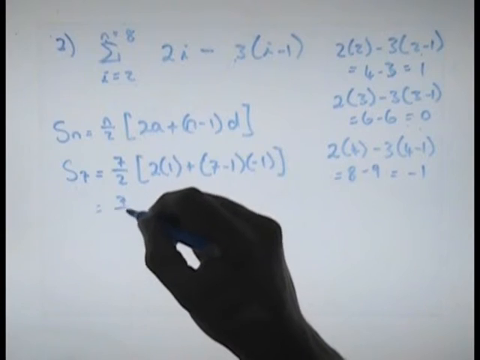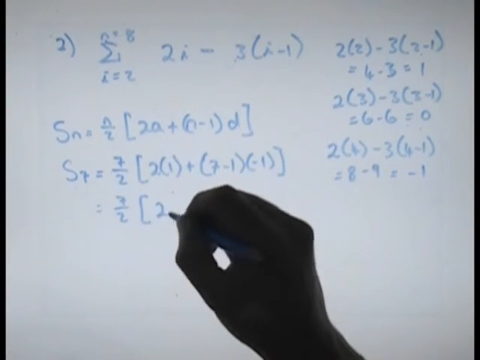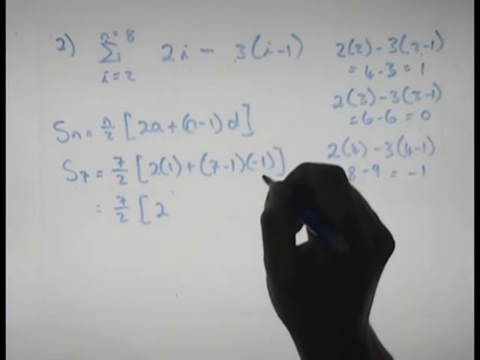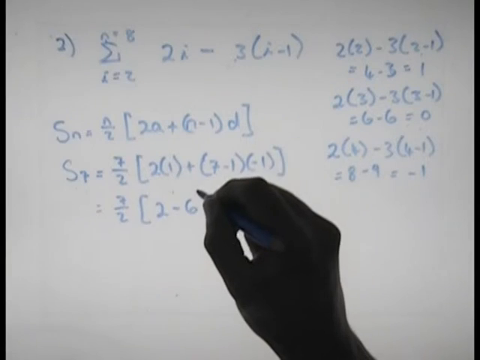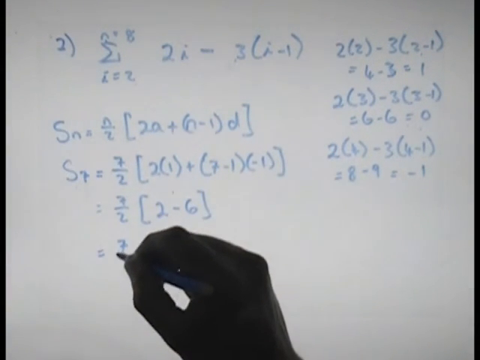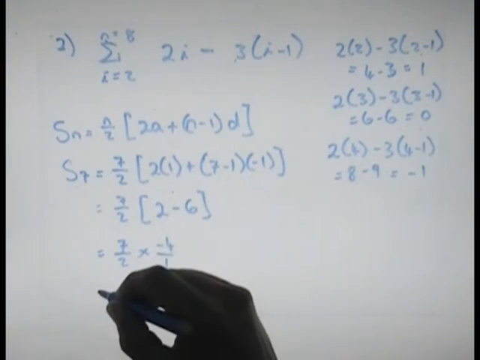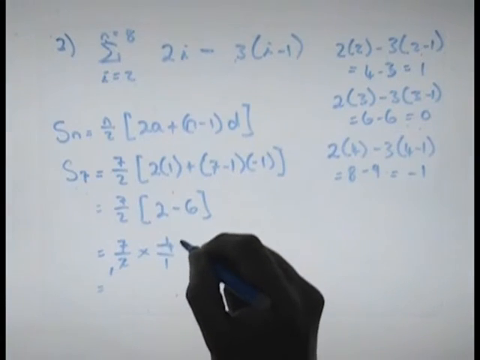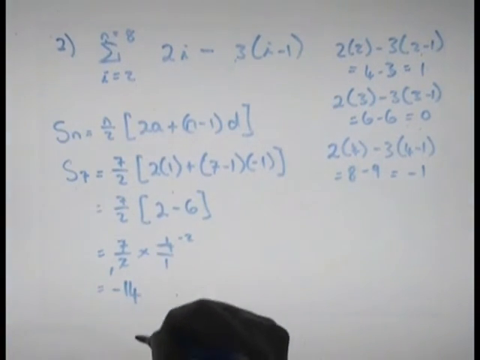That's going to give us 7 over 2. Let's just leave it as is. Open bracket, 2 times 1 is just 2. 7 minus 1 is 6 times negative 1 is negative 6. 2 minus 6 is negative 4. So we have 7 over 2 multiplied by negative 4 over 1. 2 into itself once, into there negative 2 times. So that gives us an answer of negative 14.